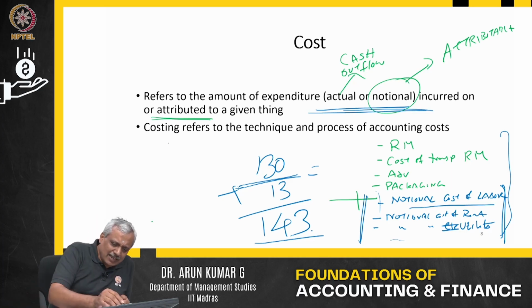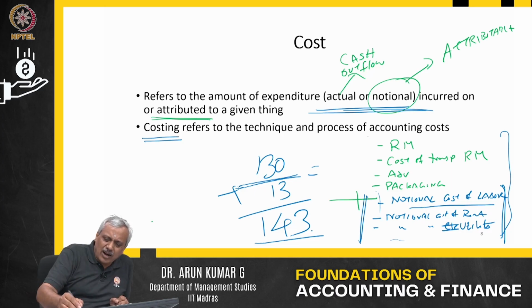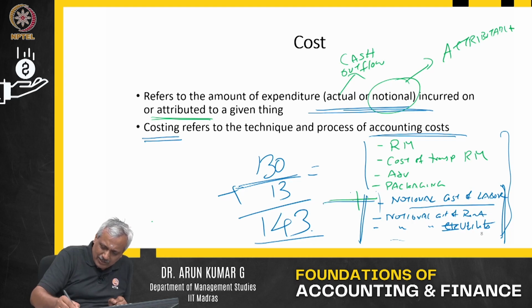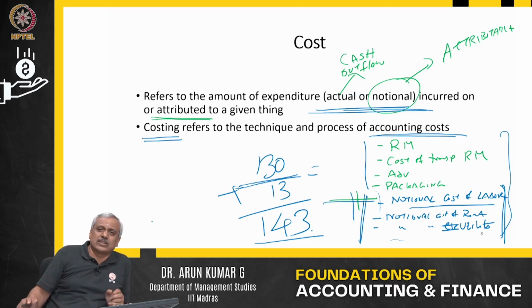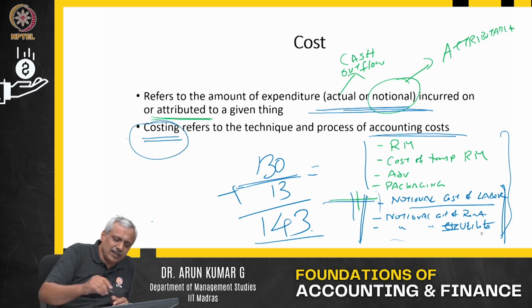That is where I said costing. Now it is just a technique of accounting for the cost, that is accumulating the amount of cash outflow plus accumulating what is called the attributable or notional cost. Putting all these together is what we call cost accounting or costing.